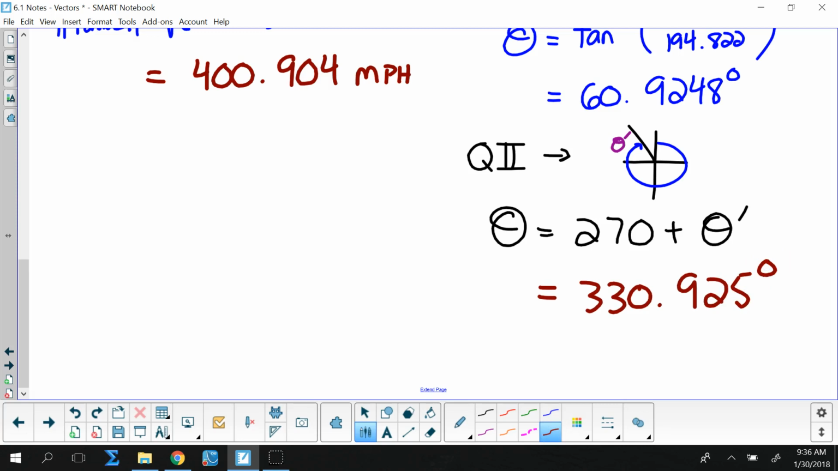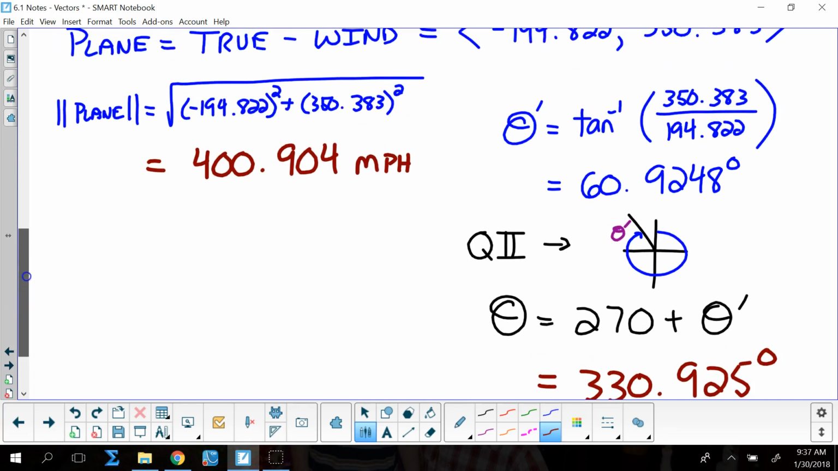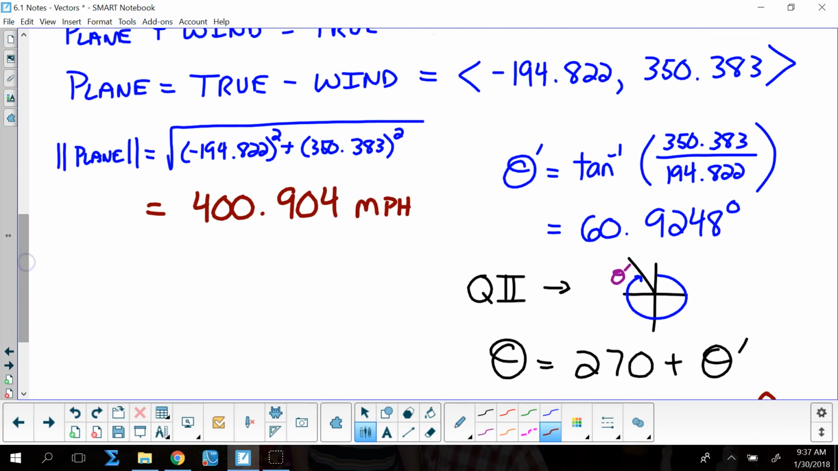Okay? Questions on that one? Yes, sir? Why is it in quadrant 2? That's my reference angle, that is 60 degrees. My actual vector has a negative x component and a positive y component, which puts me in quadrant number 2.